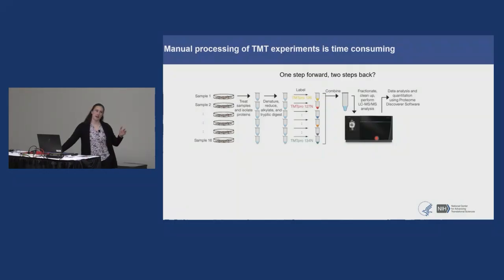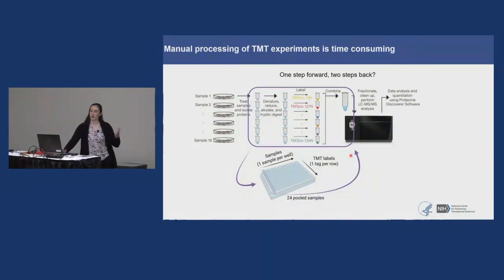But we find ourselves now in a one-step forward, two-step back situation because this workflow is typically done in a manual fashion in Eppendorf tubes, requiring about 25 to 50 micrograms of protein. And what I had mentioned is that a single worm sample will give you about 100 to 200 nanograms of protein. So we needed a way to miniaturize and automate this workflow into a 384-well plate, where essentially you can plate 1 sample per well, 1 TMT tag per row, such that a 384-well plate could be reduced down to 24 pooled samples to be injected on the mass spec.